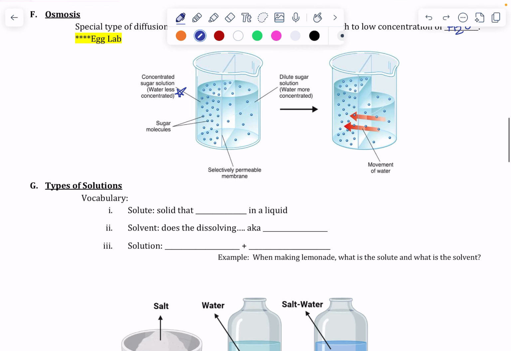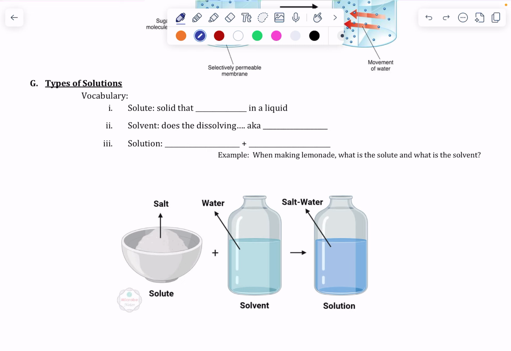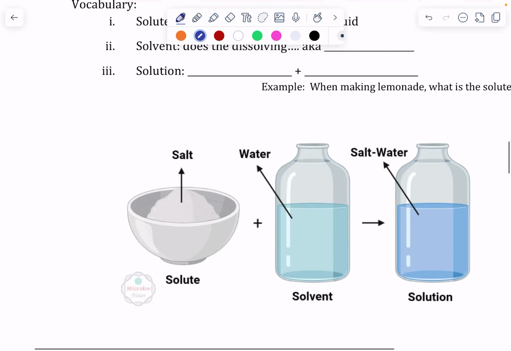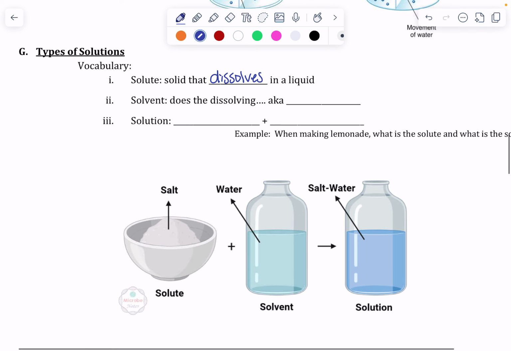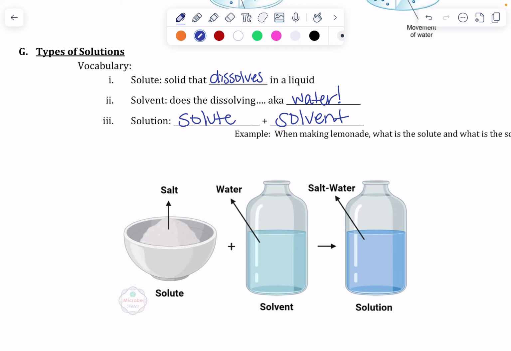Types of solutions is next. Basically, we need to go over some vocabulary. I already mentioned the word solute. That means particles. A solid that dissolves in a liquid is called a solute. For example, in our picture, we have salt plus water makes salt water. So the salt is the solute. The solvent is going to be the water itself. It does the dissolving. Water is the universal solvent on this planet. And together they make a solution.